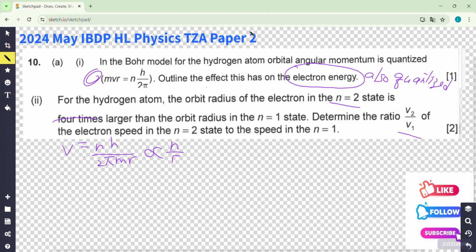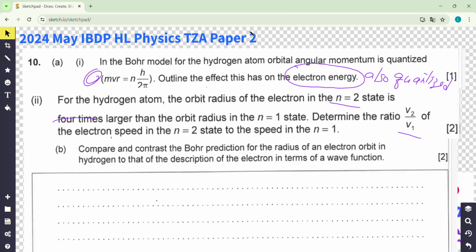So now the ratio of n is 2 to 1. So v2 over v1 equals n2 over n1 times 1 over r, so it's r1 over r2. And it said that r2 is 4 times r1. So it's 2 times 1 over 4, so it's 1 over 2. So the ratio is 1 over 2.